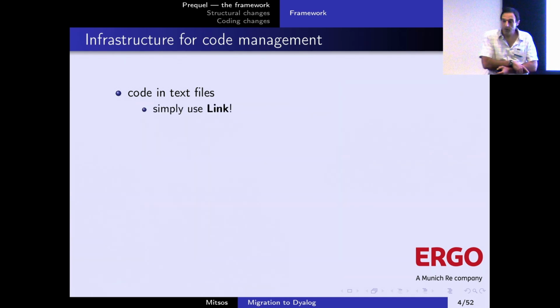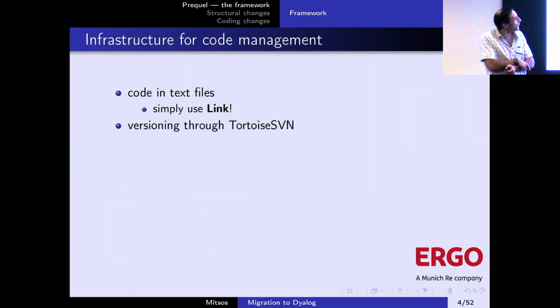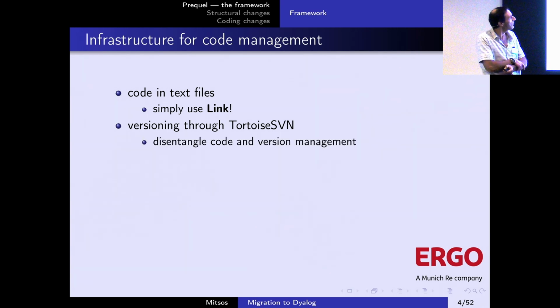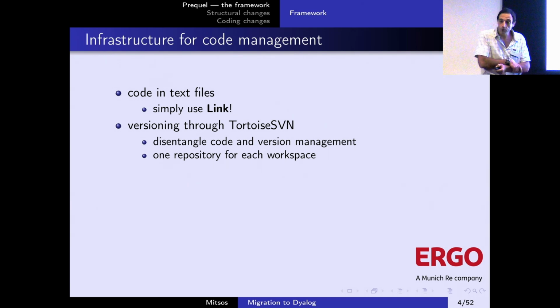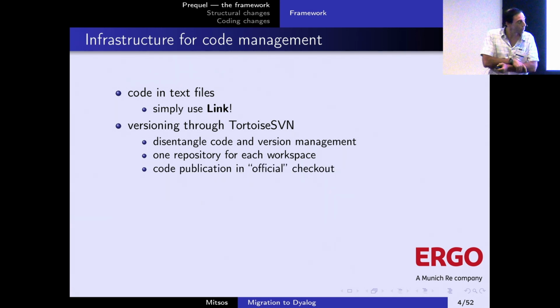The one I'm using is based on text files, simply using Link. I had built it up. Morten sat next to me when Link was starting and showed me how to do this. The versioning is done through Tortoise. It could be Git; we have Tortoise in our company. And of course, on this side, code and version management are completely separate. I use one repository for each workspace. I have something like 9 important workspaces. And I have an official checkout as a code publication for other developers to use.